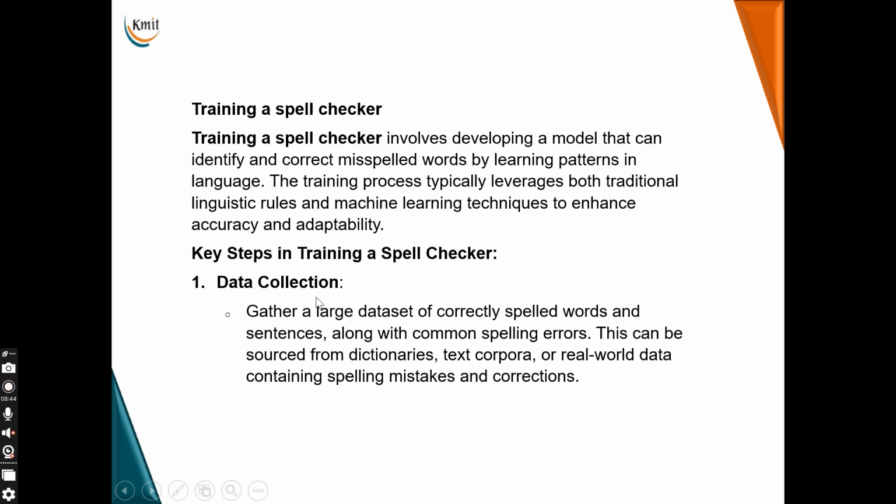First one is data collection. How are we collecting the data set? Gather a large data set of correctly spelled words and sentences along with some common spelling errors. This is how they try to gather the data. So how did we take the data? Maybe from dictionaries or a text corpus or real world data, which will list out, like in a tabular form, what is a spelling mistake and what could be its correction.